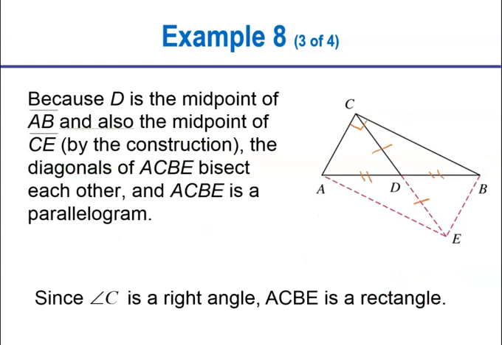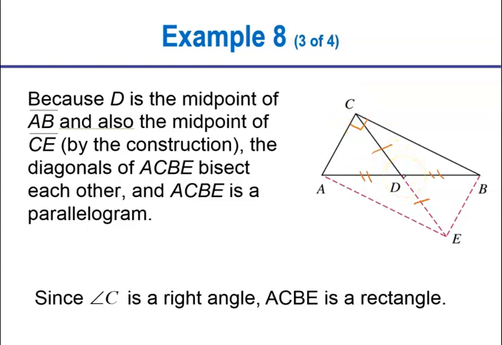Now let's follow this argument. It says because D is the midpoint of AB. Remember, D is the midpoint of AB. That's the definition of a median. I've got the 2 marks there to show that it's the midpoint. I left out a line. D is the midpoint of AB, I've got that marked, and also the midpoint of CE. And it says by construction. Remember, they did that on purpose. They drew DE to be as long as CD. So that's what it says by construction.